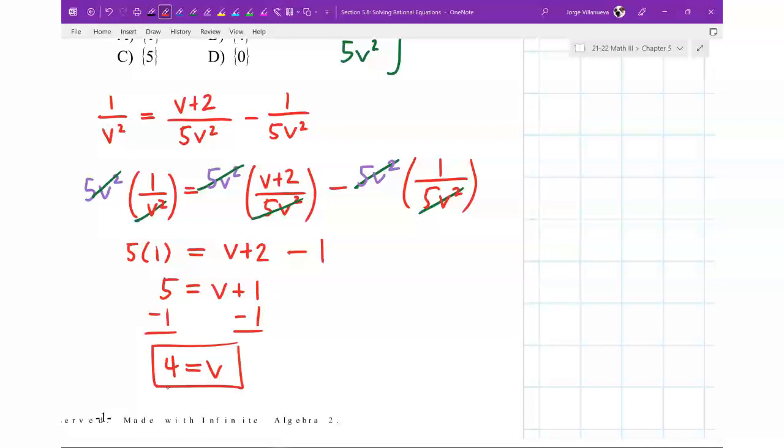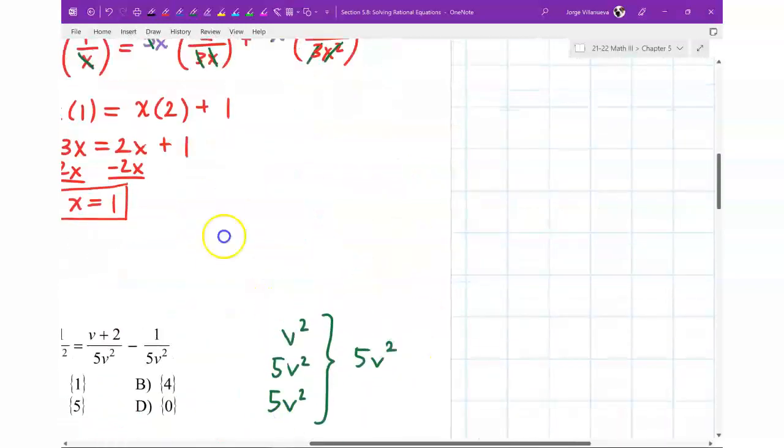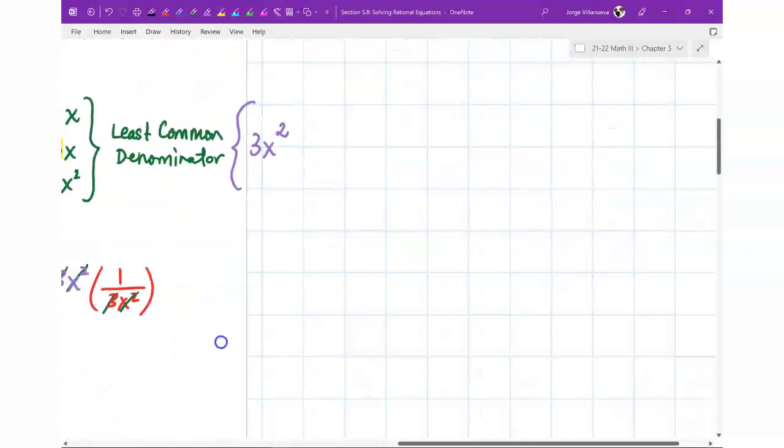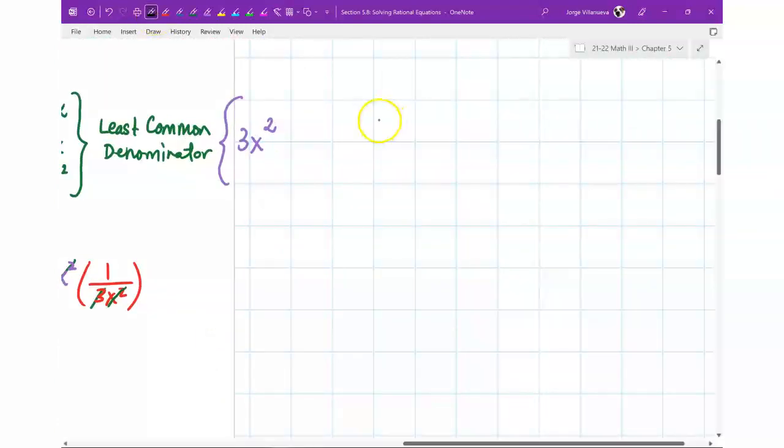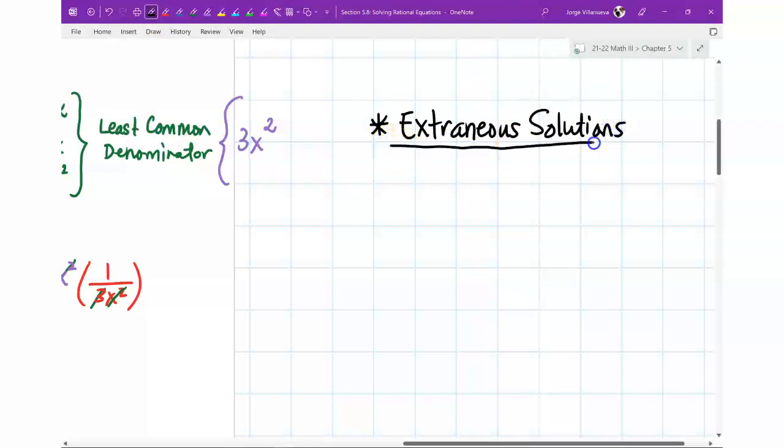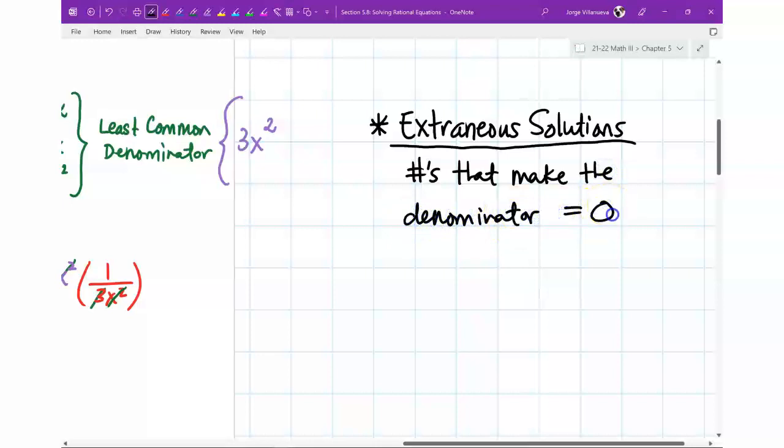Now, there's something I haven't talked to you guys about, which they call extraneous solutions. So let me write this down really quick, and then we're going to talk about it for the first two problems. Let me put it right here. They're called extraneous solutions. These are numbers that make the denominator equal to 0. A denominator should never be equal to 0.